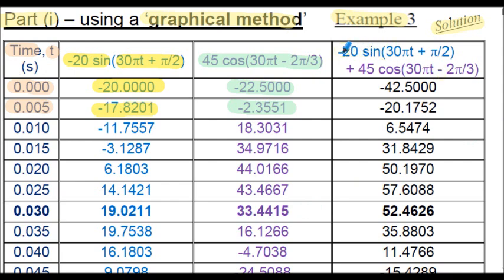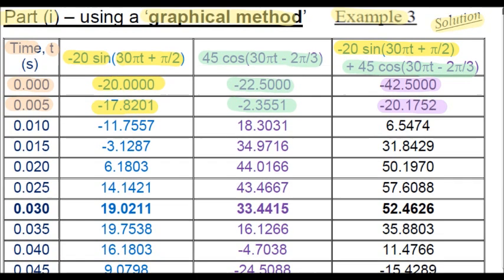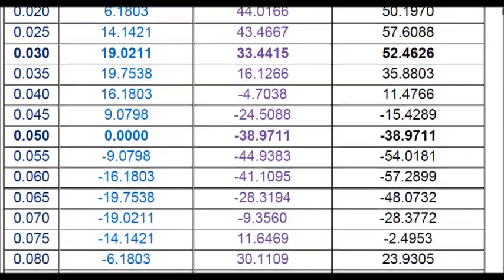And the right-hand column is simply a summation of these two waveforms. So negative 20 added to negative 22.5 is negative 42.5. And again, so it goes on. So this is the graphical method, and as I said, essentially I've used a spreadsheet here.